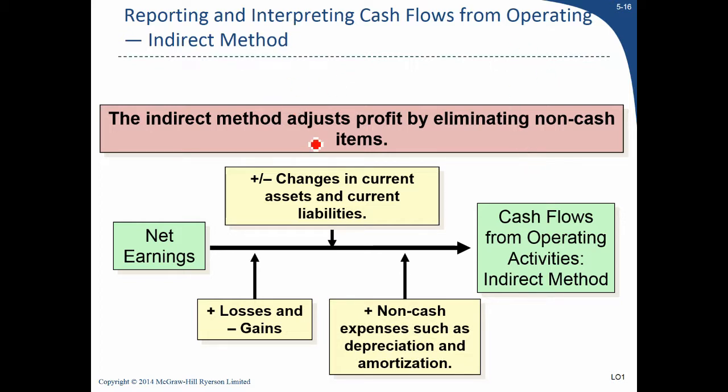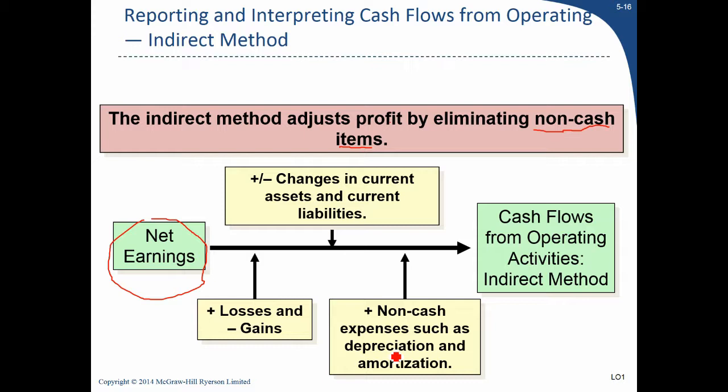Okay, so the indirect method adjusts profits by eliminating non-cash items. Okay, what does that mean? So we start with net earnings. Remember, that's why you need your statement of comprehensive income, because you need to know what the net earnings are. And then you make adjustments. We make adjustments for losses and gains, and we'll go over this in detail. Changes for current assets and current liabilities, as well as non-cash expenses such as depreciation.